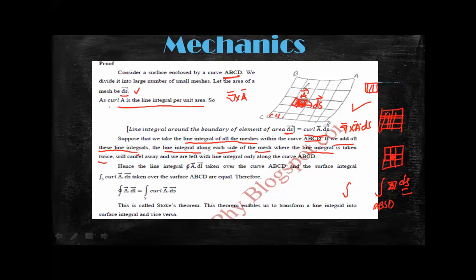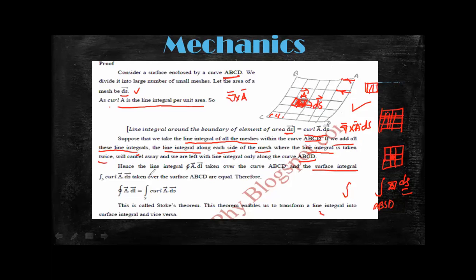Now if you look at each line, the same line comes again, so it is taken twice. Since the directions are opposite, they cancel. So the line integral taken twice will cancel away, and we are left with the line integral only along the curve ABCD. Only one direction remains, and those in the opposite direction all cancel.